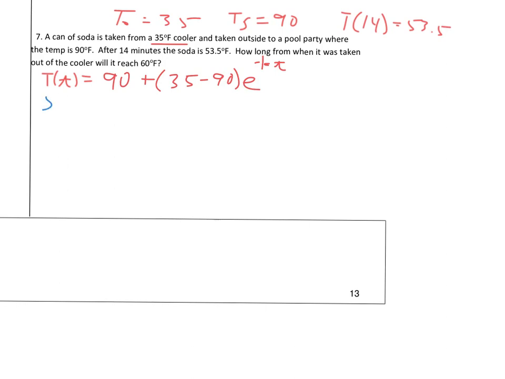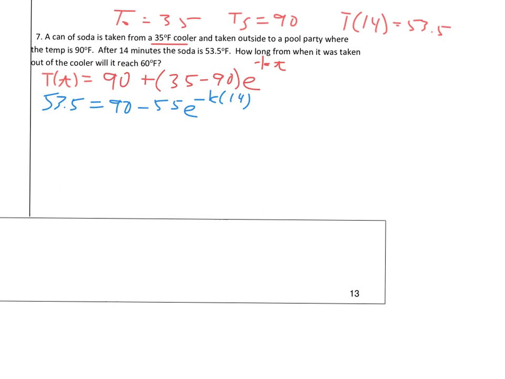So my point here will be 53.5 equals 90 plus. And actually, it's not going to be 90 plus. It's going to be 90 minus. So I'm going to go ahead and show that. And 35 minus 90, I don't want to mess that up, so I'm going to use my calculator for that. Negative 55, yeah, that's right. So 90 minus 55 times e to the negative kt. Now, oops, and that's not t. I'm going to go ahead and plug in here a 14.